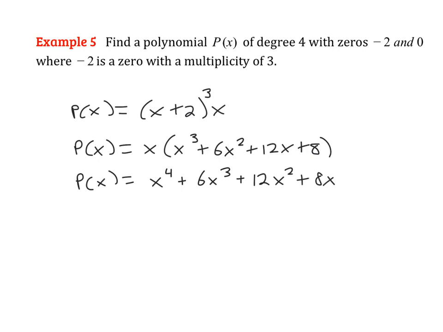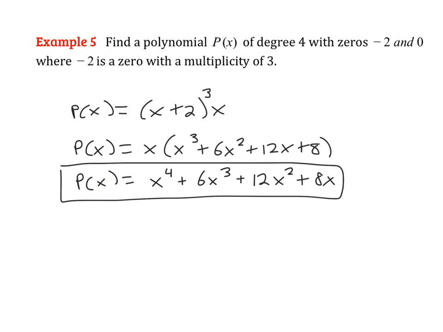And again here, we could set an a value out front, but since they didn't give us a specific point it goes through, we can pick whatever a value we want. So I'm always going to pick a equals 1. So we can keep our polynomial exactly like this. And there you have it.